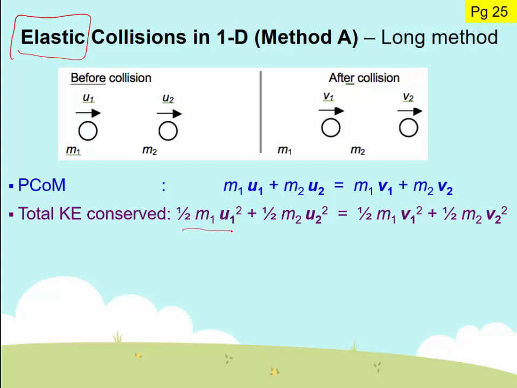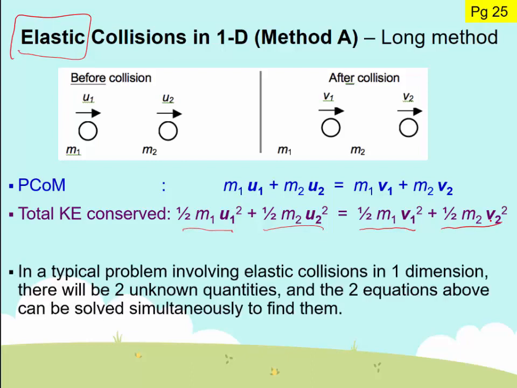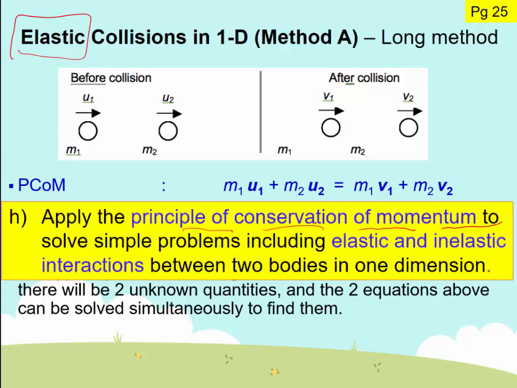So the KE of mass 1 before collision plus KE of mass 2 before collision will be equal to the KE of mass 1 after collision and KE of mass 2 after collision. In a typical problem, we will just solve these two equations simultaneously to find two unknowns. So now you would know how to solve problems using the principle of conservation of momentum.